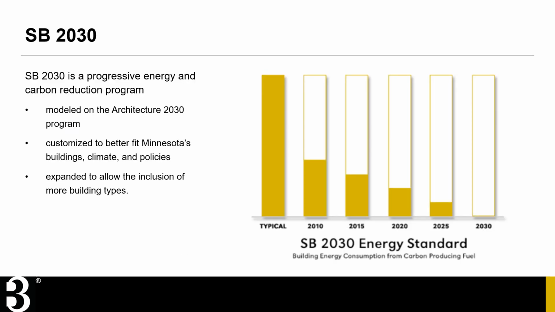SB 2030 is a progressive energy and carbon reduction program. It is modeled after the National Architecture 2030 effort, customized to better fit Minnesota's buildings, climates, and policies, and expanded to enable a more customizable set of building types. The program requires increasing levels of energy and carbon reduction from the 2003 baseline. The current reduction requirement is at 80%, moving to 90% in 2025. These are net reductions, meaning they can be achieved through a combination of energy efficiency and renewable energy.